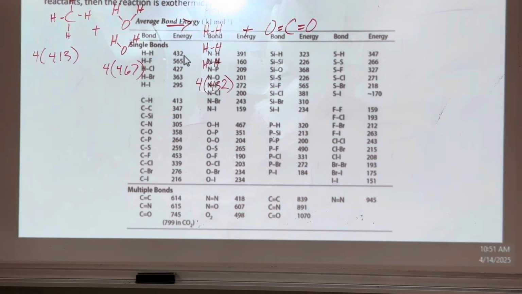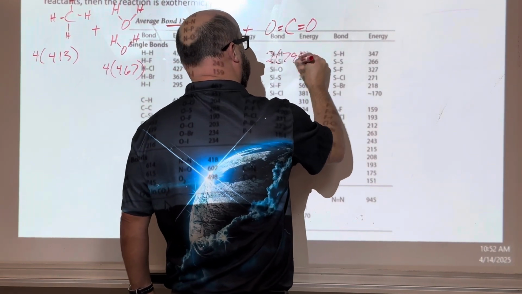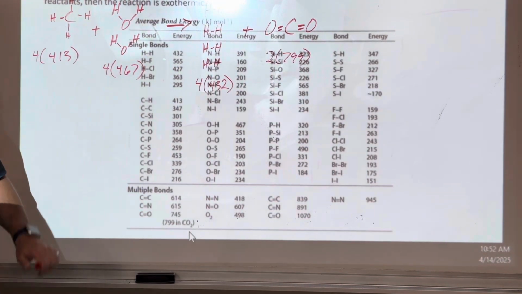And lastly, we have a double bond, oxygen to carbon. So we're going to look down here. 745, it looks like. Is that double? No. Oh, 799 in CO2. That's where we're looking at. And there's 2 bonds. So 2 times 799. All right, now we've got all of our numbers.